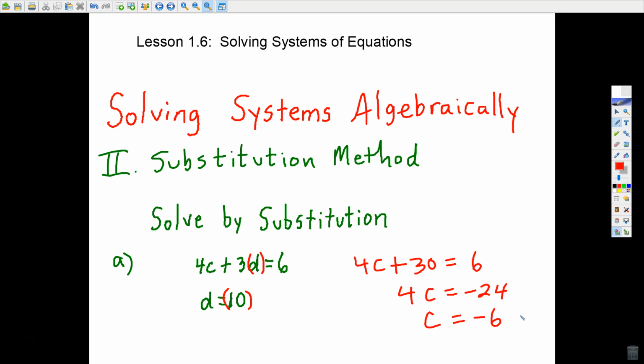So I usually get this question when the variables are not x and y. We know what x and y coordinates look like. What about variables C and D? What do those look like in ordered pairs? Well, just think alphabetically. C comes before D. So the ordered pair answer here would be negative 6, 10.